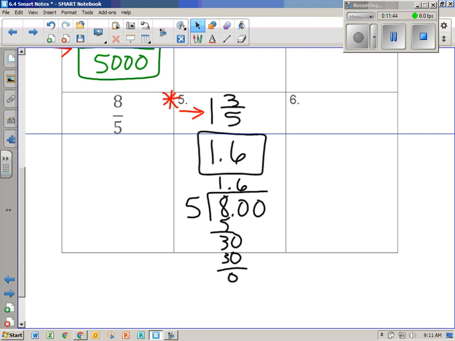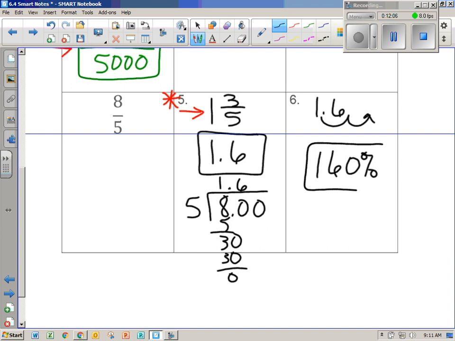So when I get to number 6, and I know that the 1 means my percentage is going to be over 100%. When you have it in this decimal form, you're just moving it 2 places to the right. So you have 1.6, 2 places to the right is going to give you 160%.